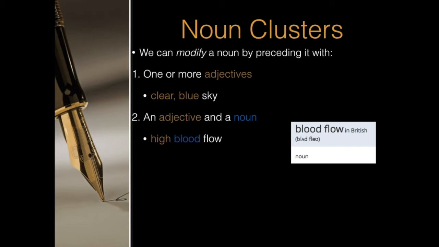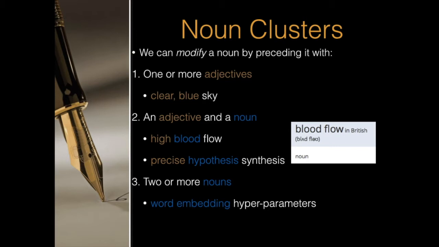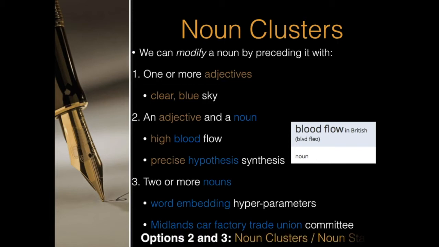However, note that not all combinations of a noun and an adjective are that clear, especially for those readers who do not understand the topic of discussion very well. Therefore, as discussed earlier, precise hypothesis synthesis confuses some readers. Similarly, when two or more nouns modify a third noun, it can make it hard to read. We have discussed word embedding hyperparameters. Another example is Midland Scar Factory Trade Union Committee. You may be able to make sense of it, but is it easy to read? Notice options 2 and 3 on this slide are examples of noun clusters, or what we also call noun stacks.